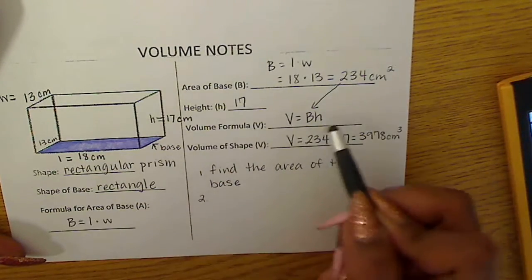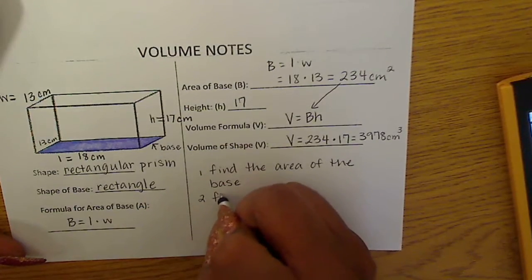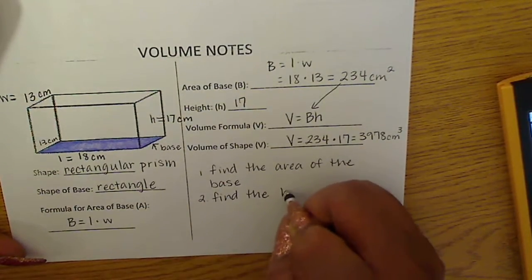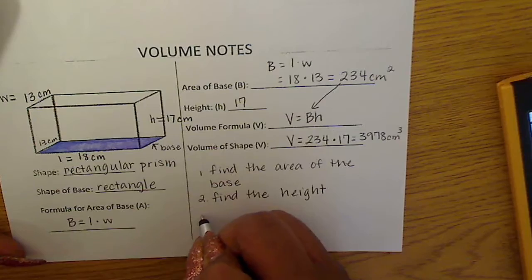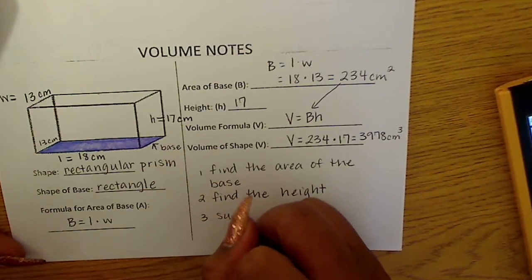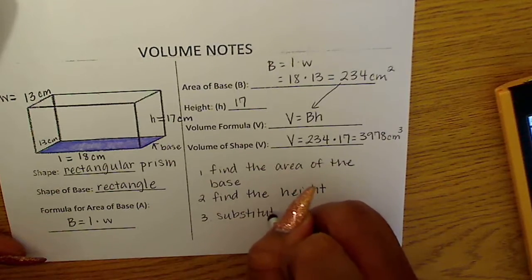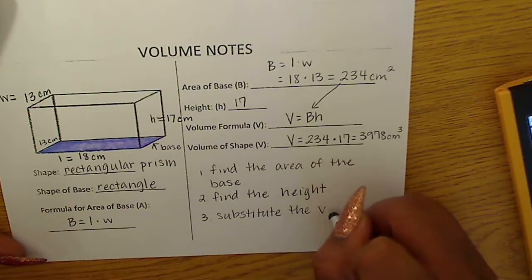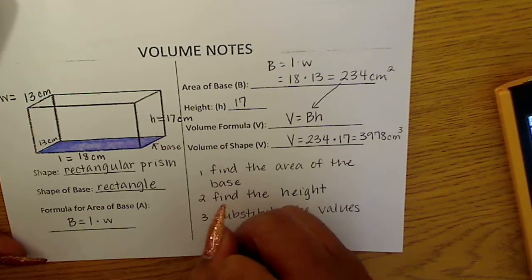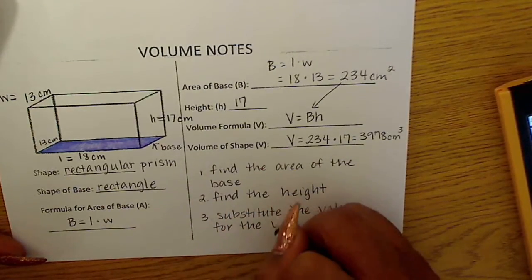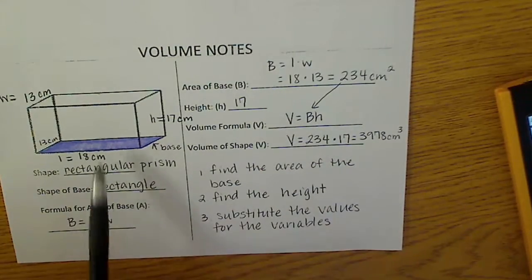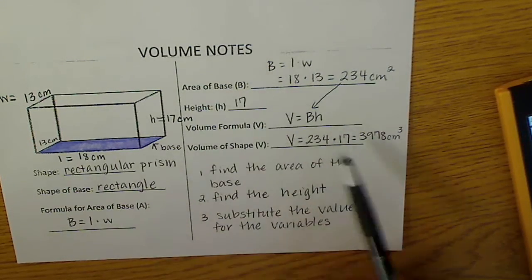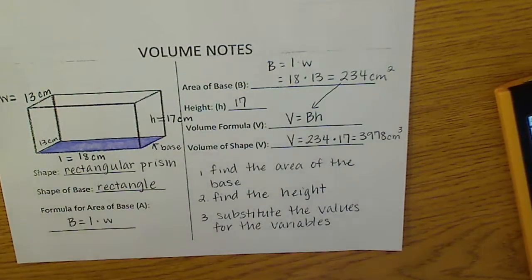Two, find the height. Three, substitute the values for the variables. We found the area, we found the height, and then we just substitute the variables. Those are your steps to solving this type of problem. Are we good here?